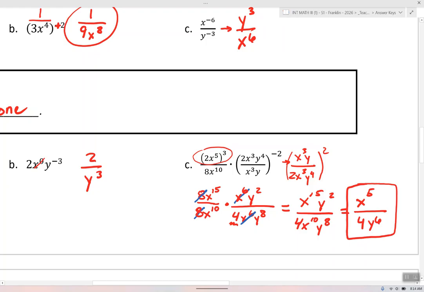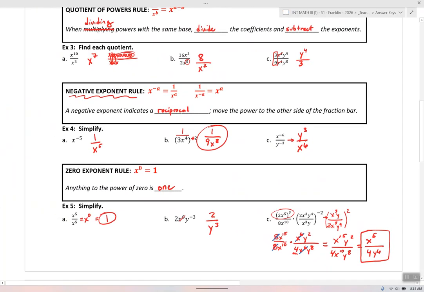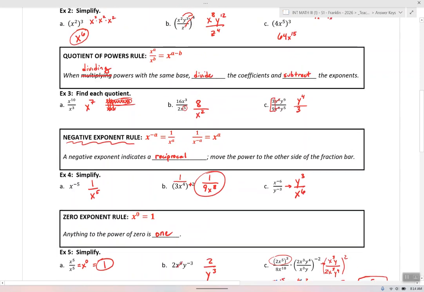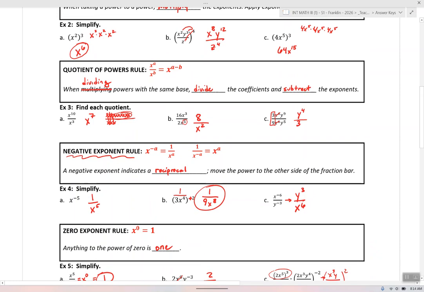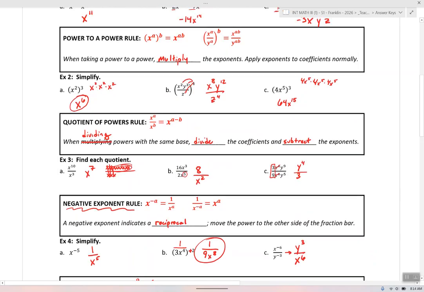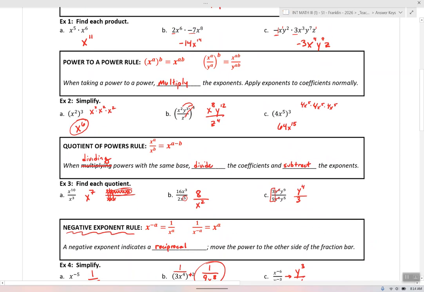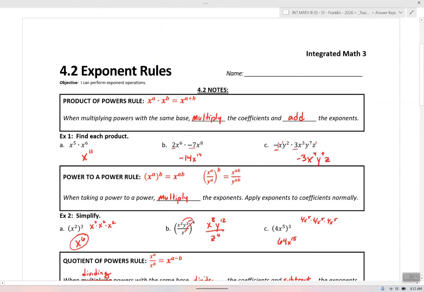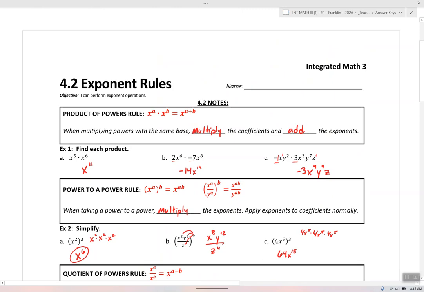Now we kind of used all of the rules at once. So there you have it, several exponent operation rules. Anything to the 0 power is 1. A negative exponent indicates a reciprocal. Move it to the other side of the fraction bar and make it positive. When dividing powers with the same base, divide the coefficients and subtract the exponents. Power to a power means you multiply the exponents, apply exponents to coefficients normally, and when multiplying powers with the same base, multiply the coefficients and add the exponents.